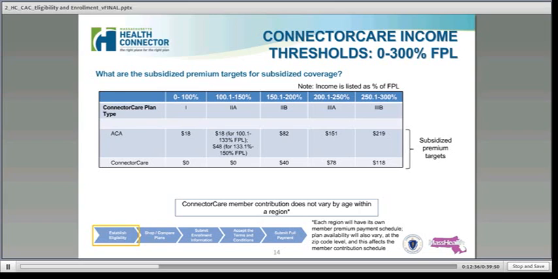Also down the bottom, income eligibility is determined by the applicant's MAGI. And we have staff here who are going to talk to you and answer some questions about modified adjusted gross income. So we have them here as well. So let's move on to slide 14.